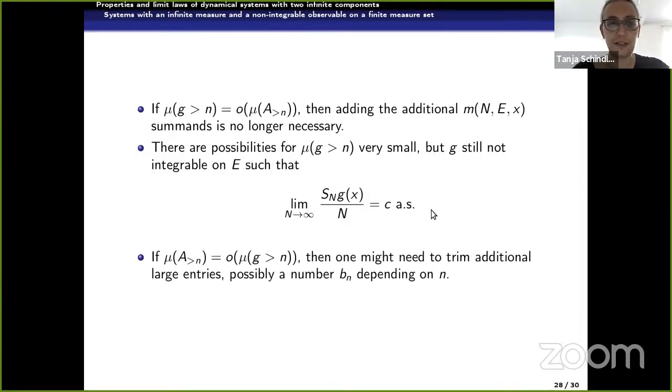On the other hand, if now the measure of the super level sets are very small, then one might need to trim additional large entries. So one might even need to trim a number which depends on n. So this is a little bit also in the spirit of what we had in the finite measure case.